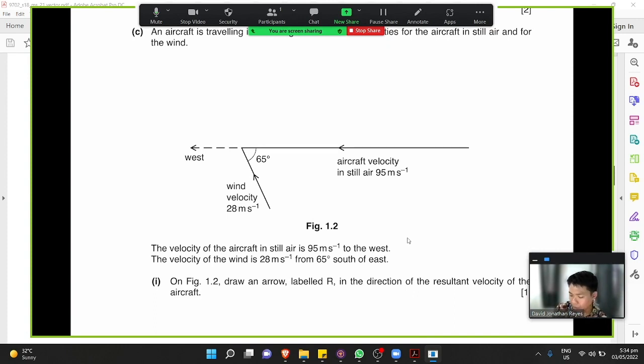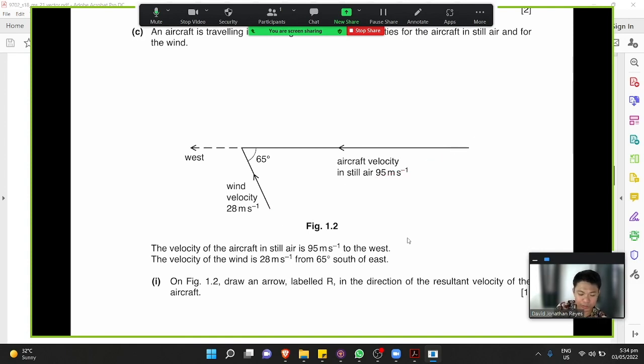So the first thing that you need to do is look into the directions. The arrow on the bottom with the 28 meter per second value is actually going northwest, right? And the 95 one is going horizontally to the left, or westwards, basically. Now, some of the students would try to immediately draw a resultant around this area, which is completely wrong because, yes, the aircraft is going to the west, but the other velocity is pointed towards the northwest, so it should not be going to the south, right?